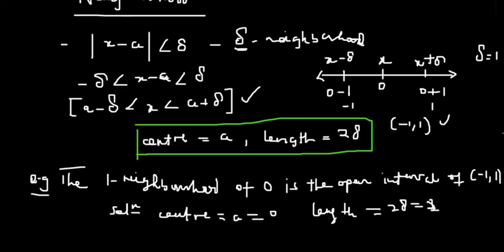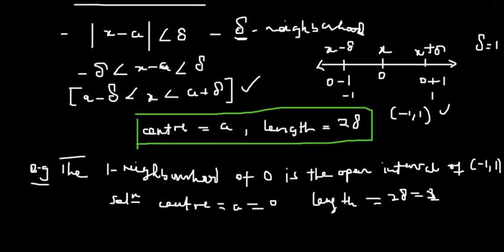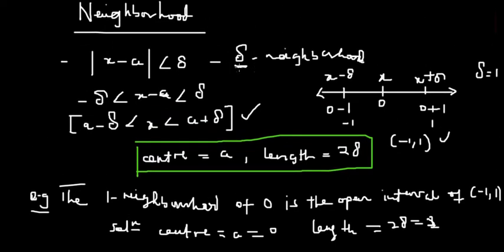Now let's dive right into the deleted delta neighborhood. So this was just the delta neighborhood. Let's look at the deleted delta neighborhood.